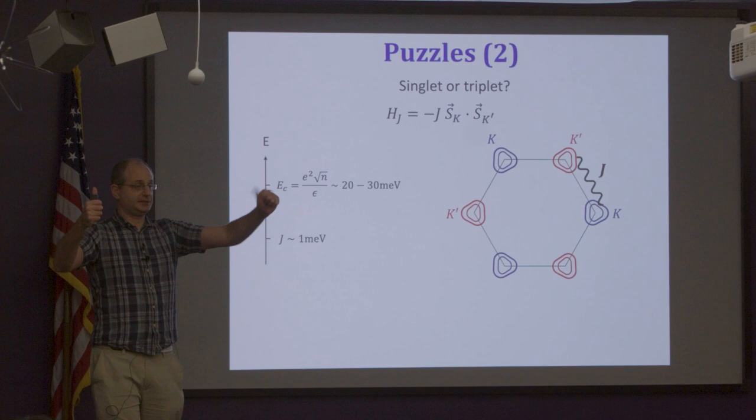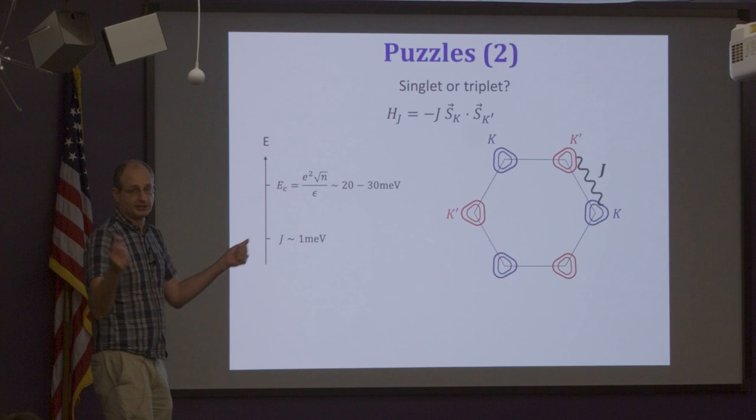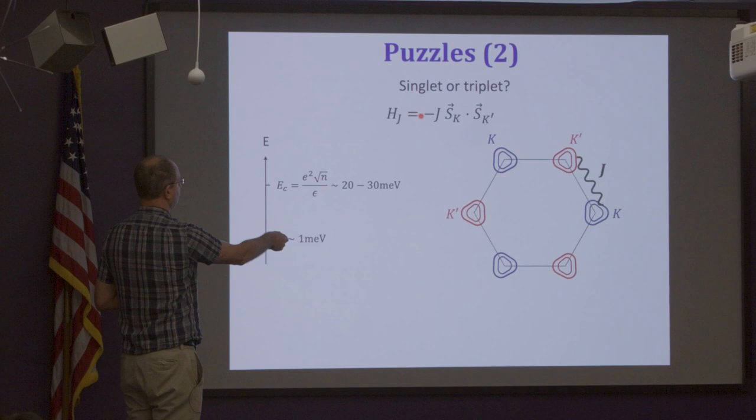And then what determines whether the Cooper pair has spin angular momentum zero or one is simply the coupling between the spins of an electron in valley K and valley K prime. That's a term in the microscopic Hamiltonian, which looks like this. It's a so-called Hund's type term, a Hund's coupling between the spin of an electron at valley K and a spin at valley K prime.